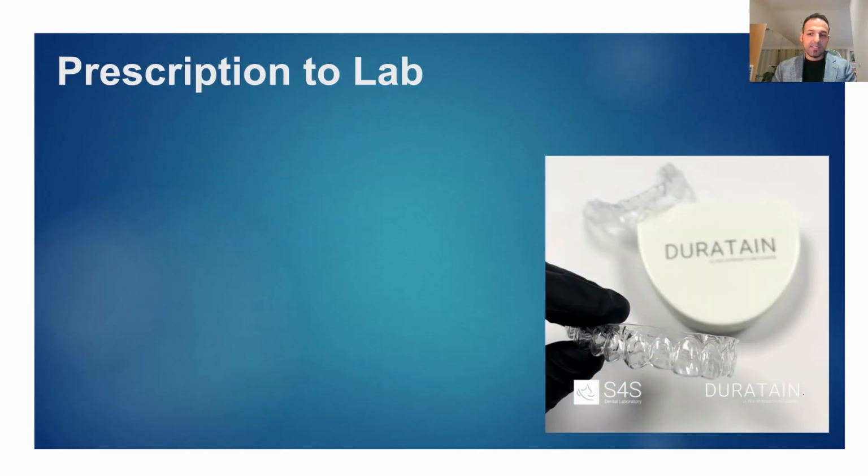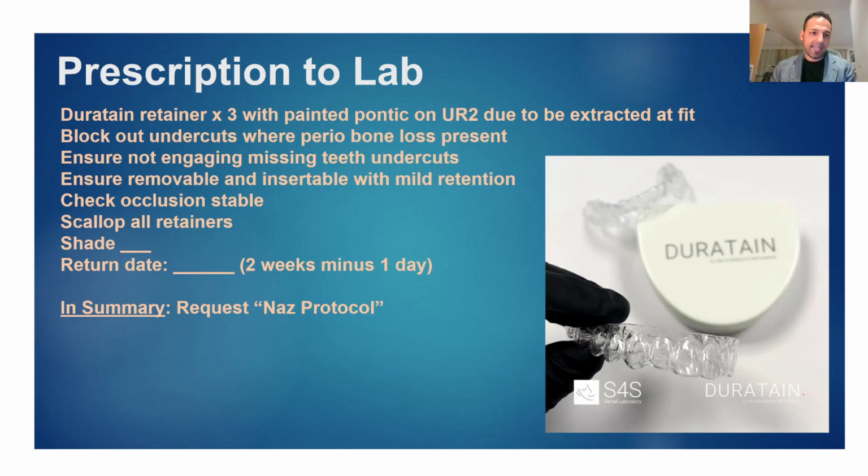Okay, so here we've got an example of Duretain retainers, and I've worked on my prescription to the laboratory, and this is quite a very long prescription. So we've got a protocol that you can ask for when you write to S4S. You can ask for the NAS protocol, and you can ask for 3 Duretain retainers with a painted pontic on upper right 2, for example, due to be extracted at fit. This is the only part that you need to write.